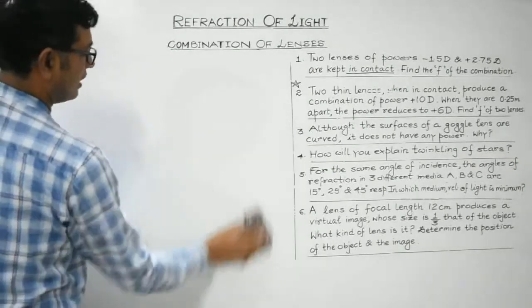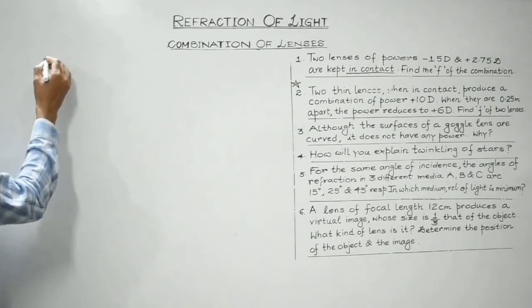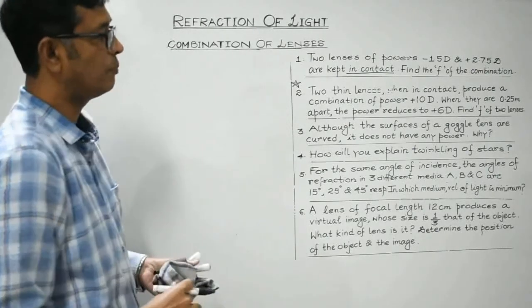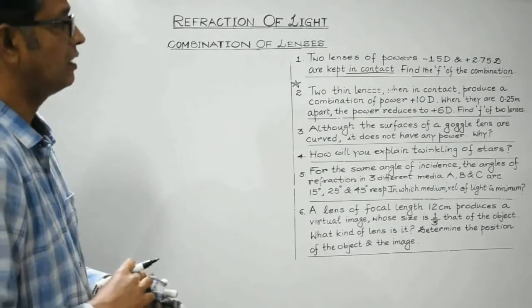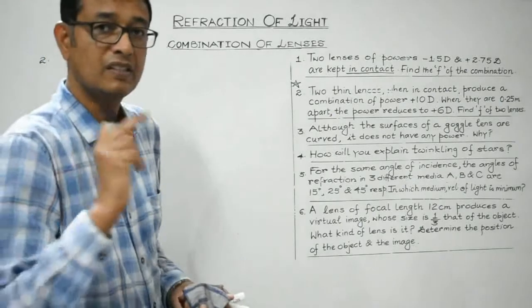Question number 2 states that there are two thin lenses. When in contact, they produce a combination of power 10 diopter, right? And when they are 0.25 meter apart, the power reduces to plus 6 diopter.